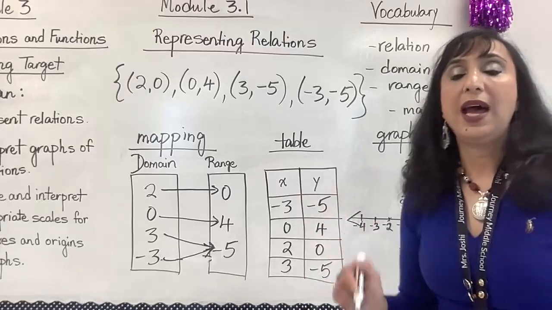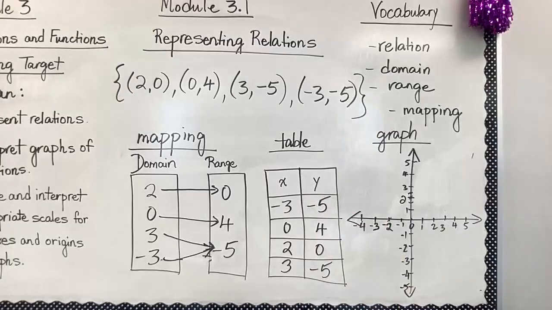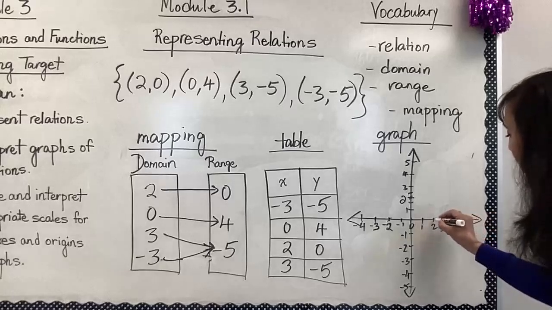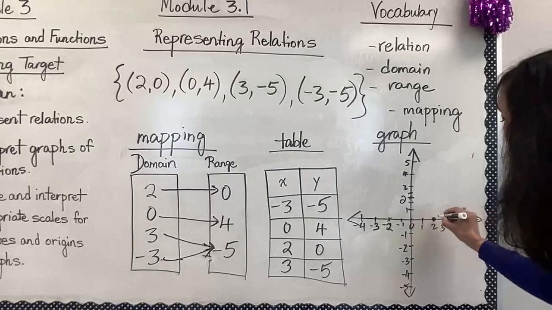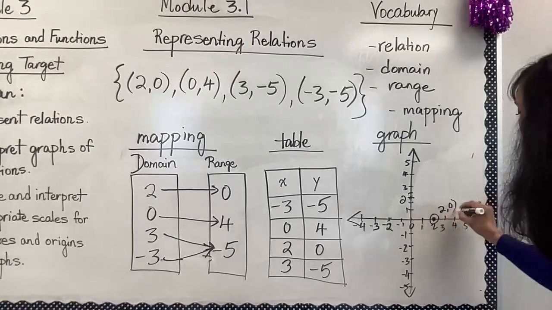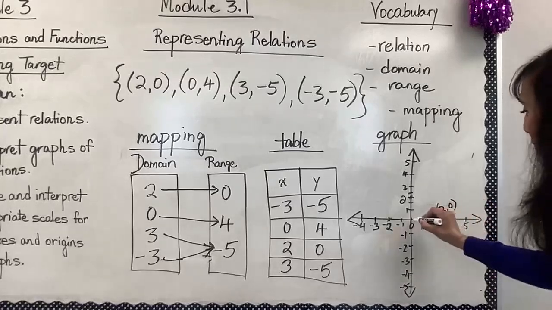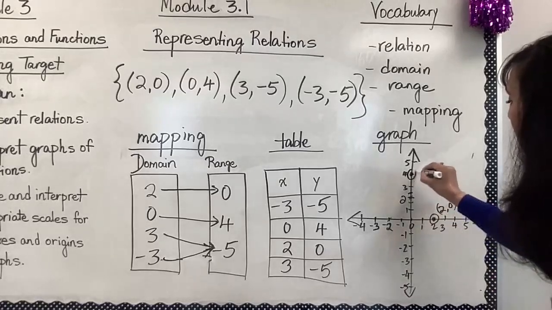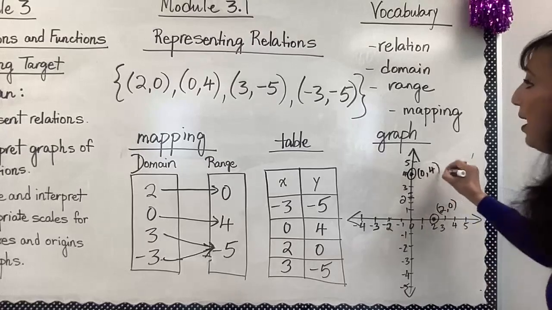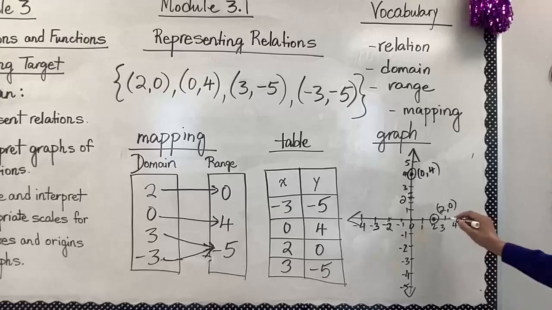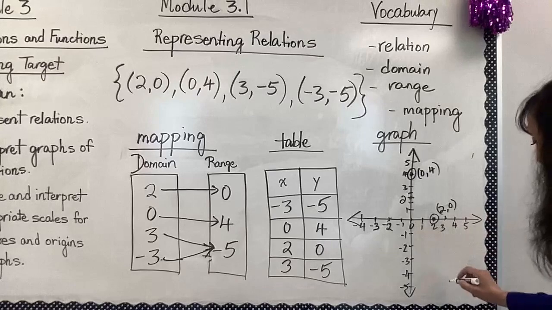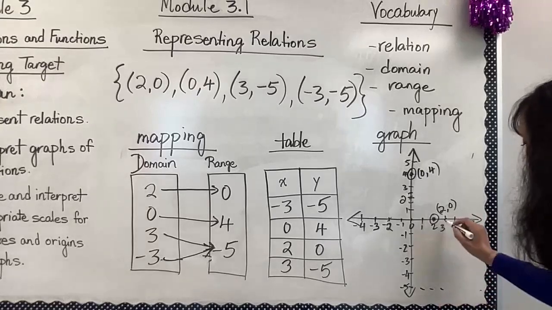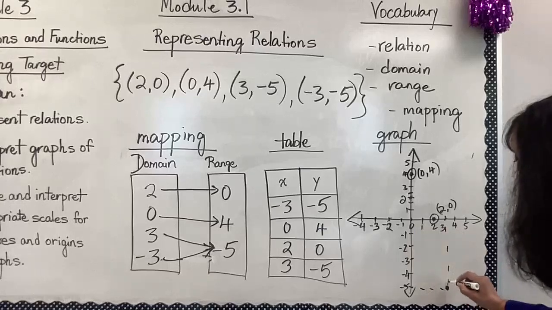All right? And then if I'm graphing this, just look at the ordered pairs. I have 2, 0. Okay, so this is going to go here. 2, 0 is here. This is 2, 0. I have 0, 4, which is here. I have 3 and -5. So this is 3, and here is -5. Okay, so this is 3, -5.